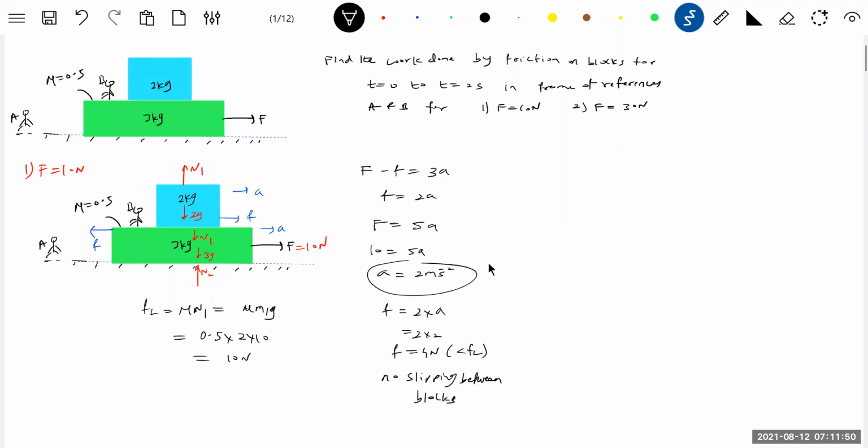Now, sir, like I don't know this concept. Okay, go back and learn from there. Already explained, no? So you should be able to recollect all the things.